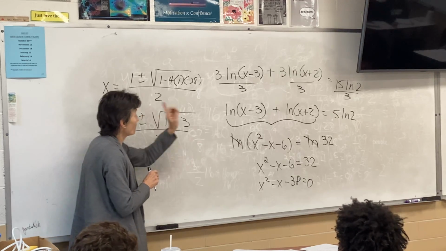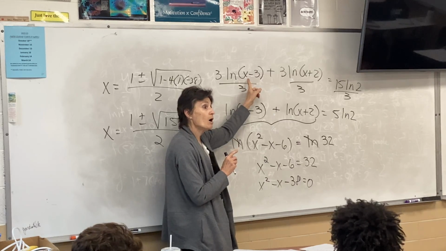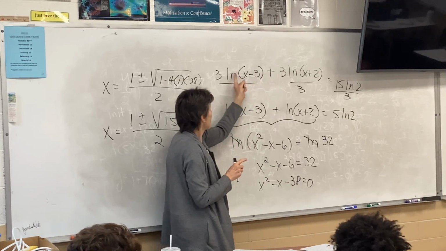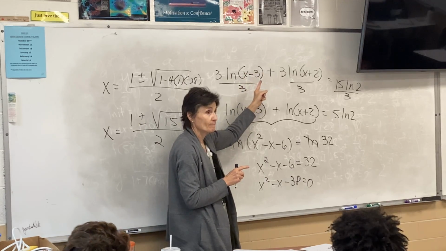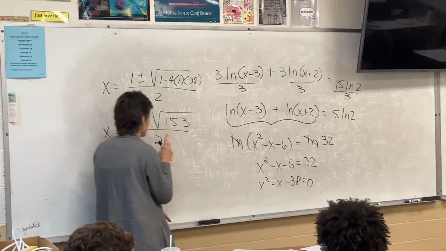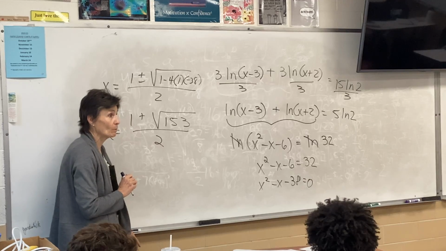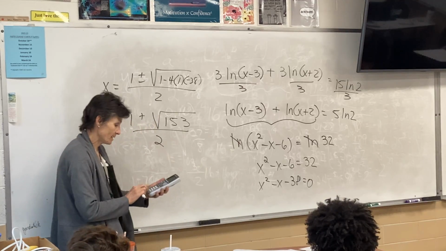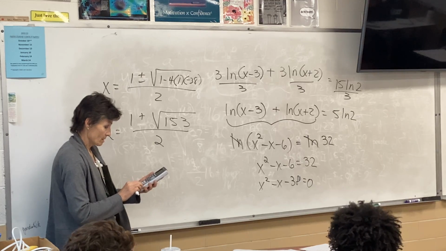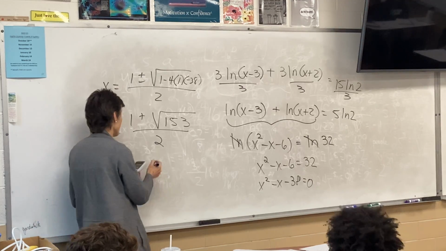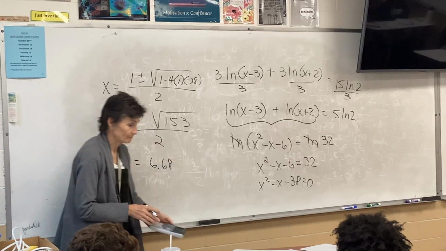It's negative. Go back to your original problem. Can x be negative? No, because that would mean taking the logarithm of a negative, and that is not allowed. Okay? So the only answer to the problem, if you left it exact, would be that one. Now, if you typed it in, I have no problem with that. So 6.68, if you got it decimally, 6.68.